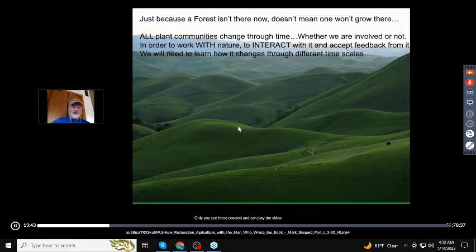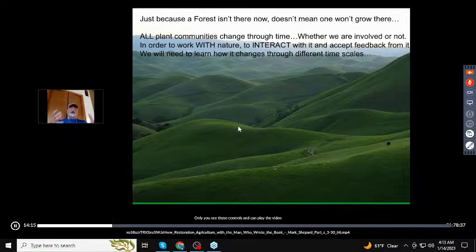One of our goals, I think, as humans, is to understand that. We change our environment as we interact with it. Well, how do we optimize its function? How do we work with it, interact with it, accept feedback from it? We have to understand how these systems change through time. And that's what we're going to be talking about tonight and probably next session as well. And we'll need to learn how it changes through different kinds of time scales.